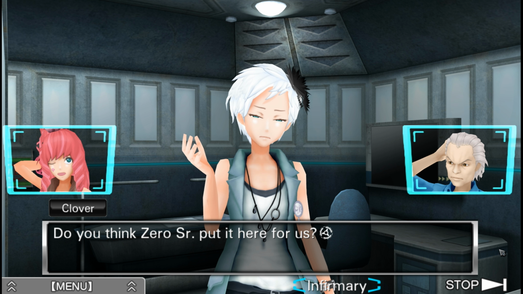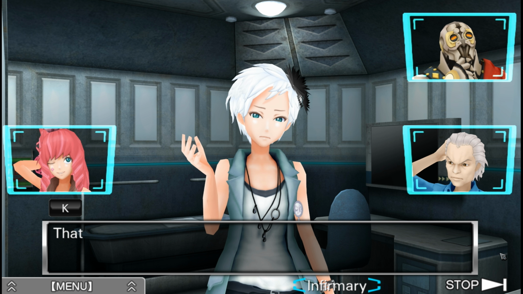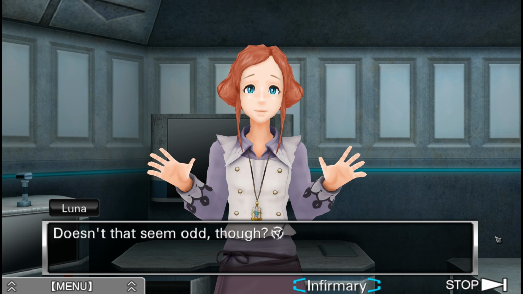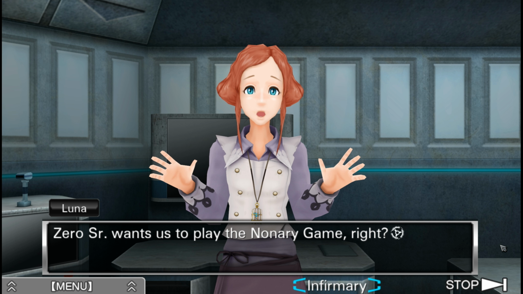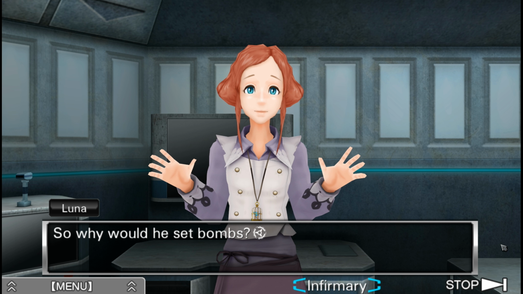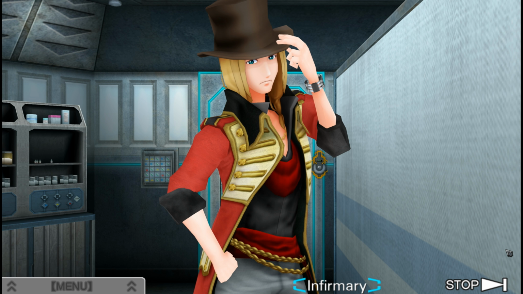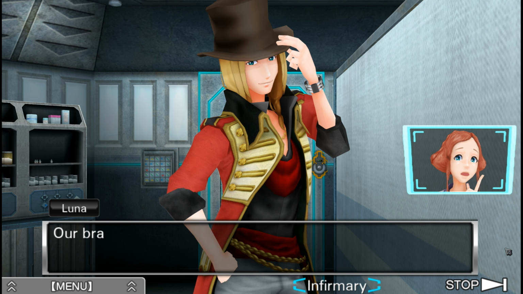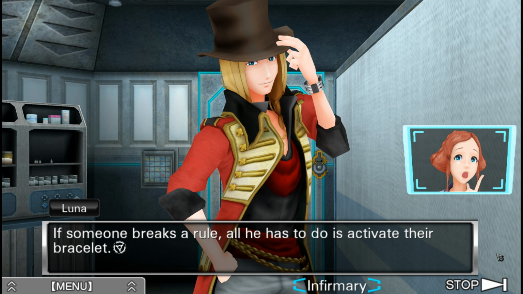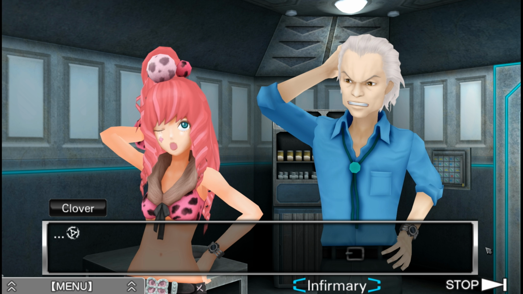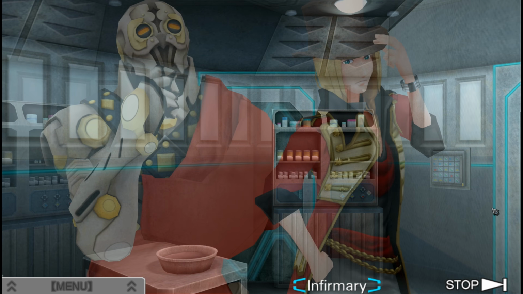I don't know. Do you think Zero Senior put it here for us? Probably. That would suggest it was also Zero Senior who set up the bombs. Doesn't that seem odd, though? Zero Senior wants us to play the nonary game, right? Sure. So why would he set bombs? Maybe he wants to blow this whole place up if someone commits some crazy violation of the rules? That doesn't make sense. Our bracelets already have poison in them. If someone breaks a rule, all he has to do is activate their bracelet. Yeah, you're right. Oh!